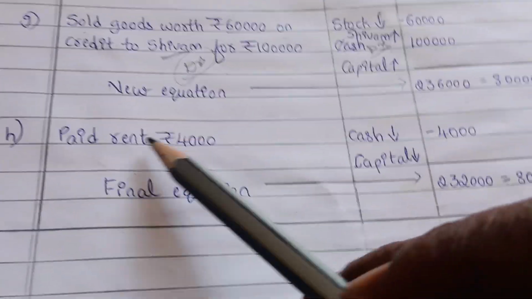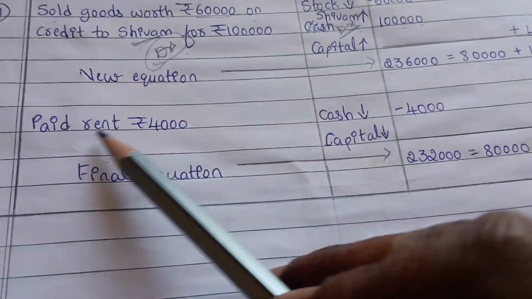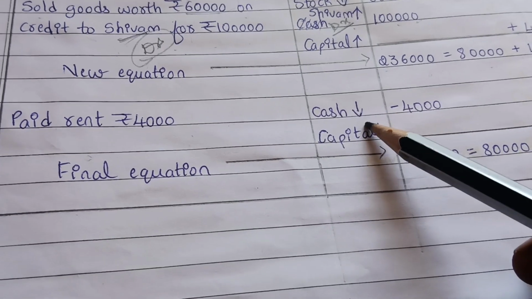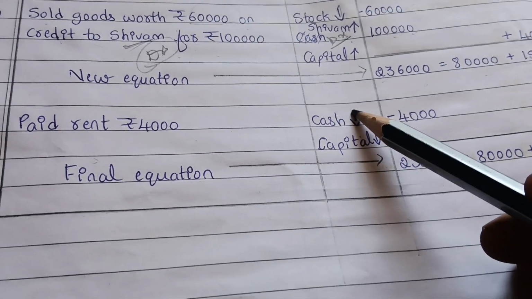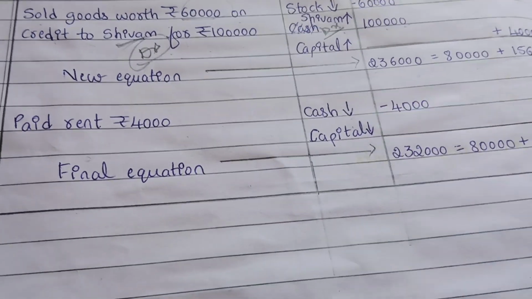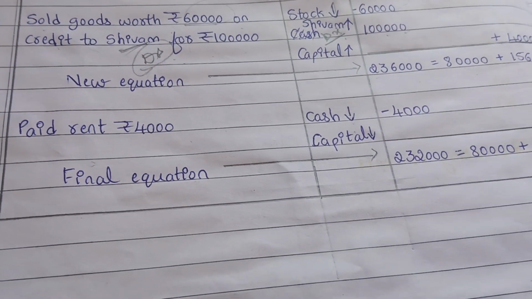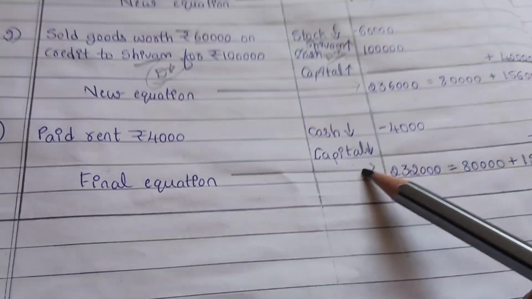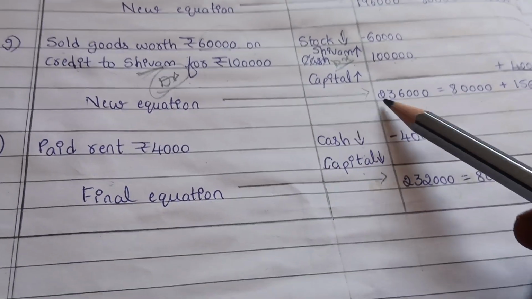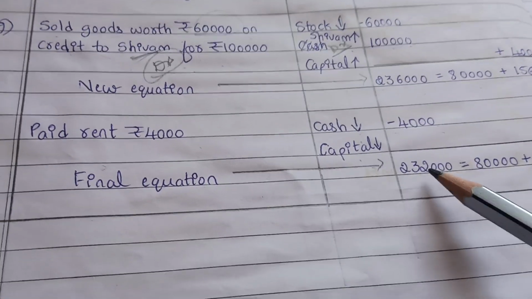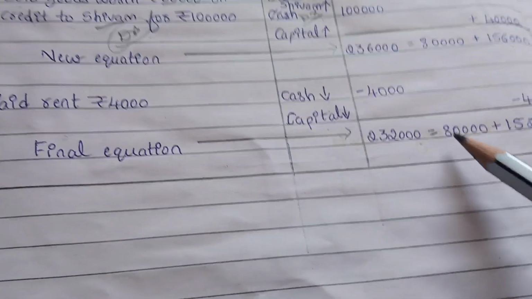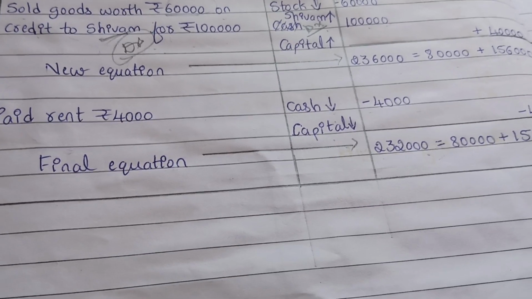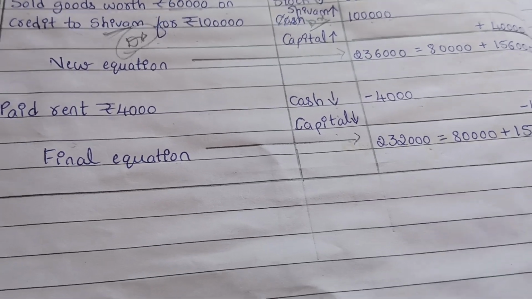Now the last transaction will be paid rent, rupees 4,000. The company is paying the rent. So when we pay the rent, cash decreases from the business. They are taking the cash from capital and paying the rent. So cash decreases, capital decreases. So 2,36,000 minus 4,000, you get 2,32,000, is equal to 80,000 plus 1,56,000 minus 4,000, you get 1,52,000.